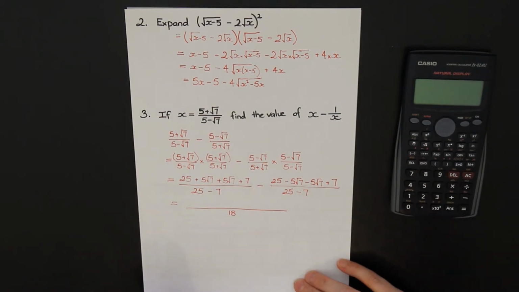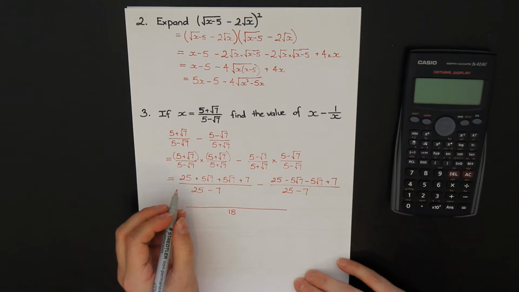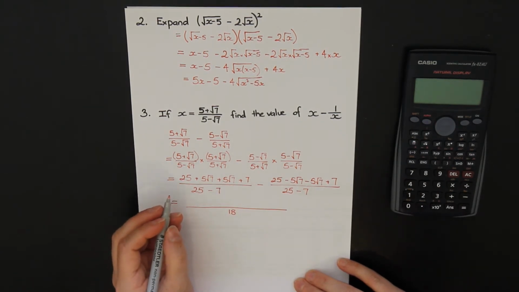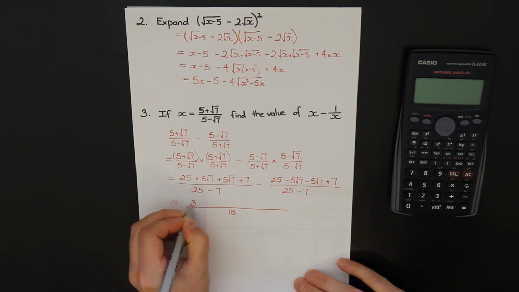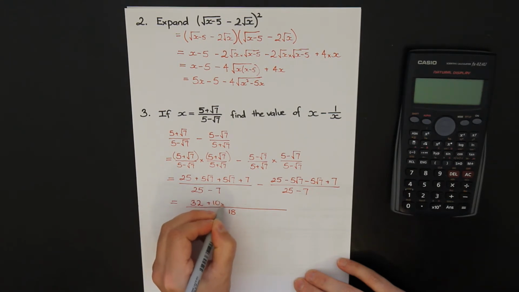So I can push them together and collect up some things on the top. I have 25 plus 7, so let's make that a 32. I have 5 root 7 plus another 5 root 7. That's a 10 root 7.